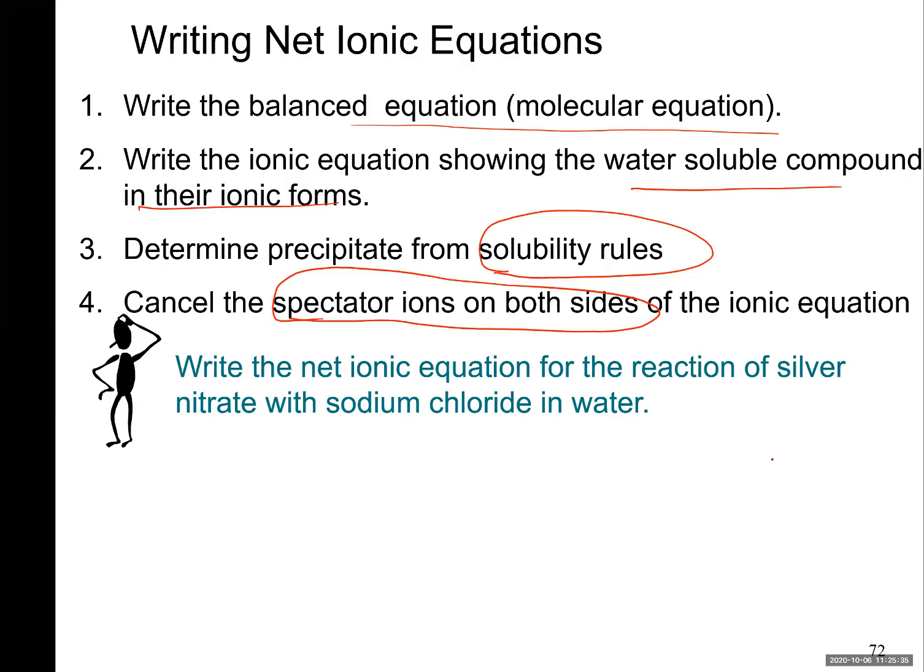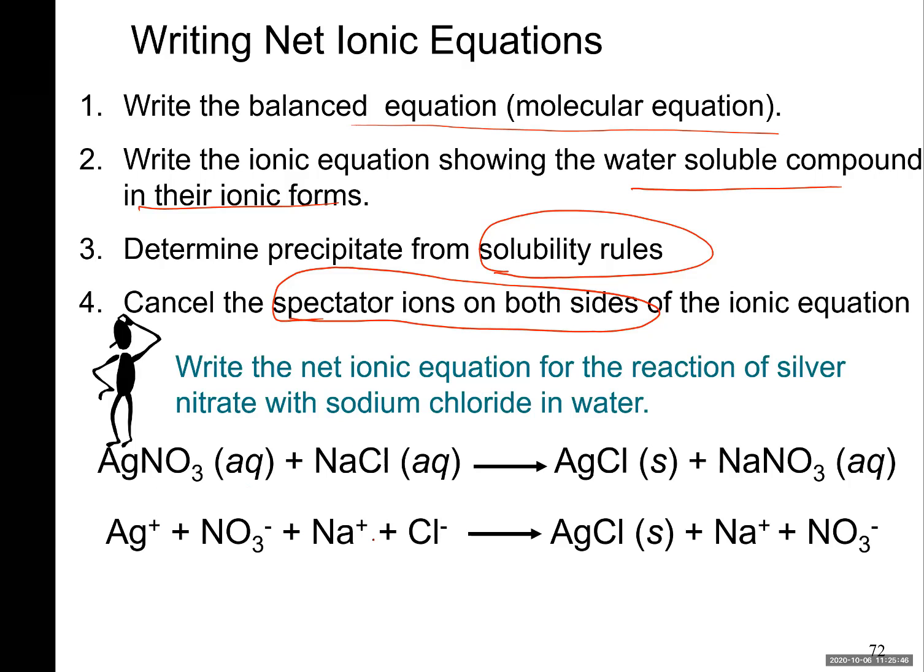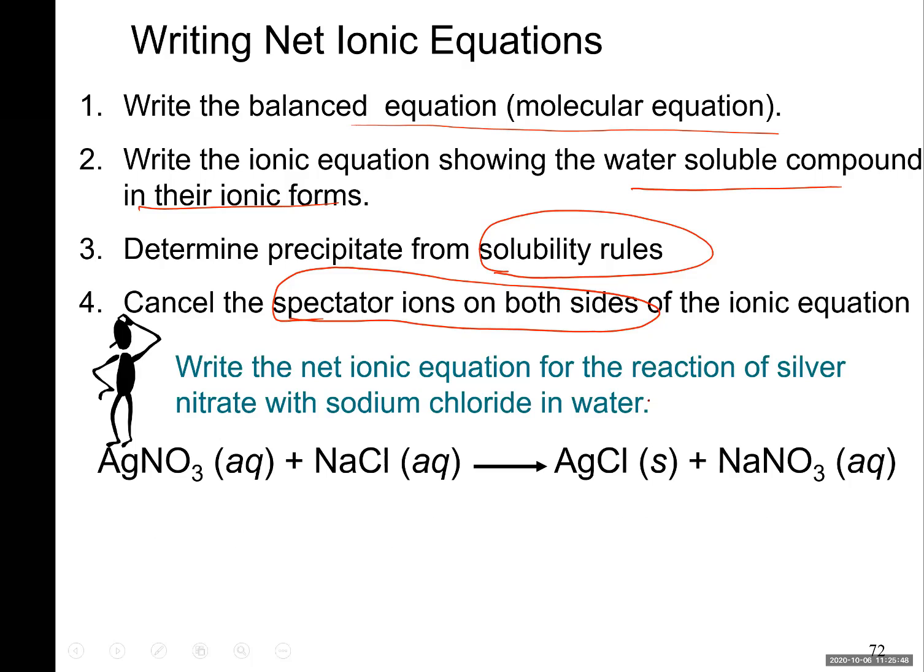And let's see this example. Silver nitrate, which is water soluble, is reacting with table salt, which is water soluble. It makes a precipitate, which is silver chloride, not water soluble based on the solubility rule, which I'm going to give to you later on. And it makes sodium nitrate, which is water soluble.